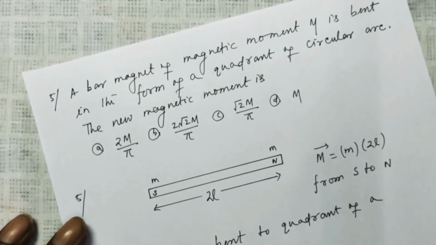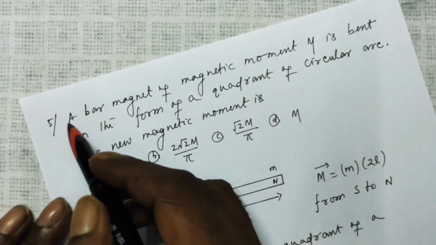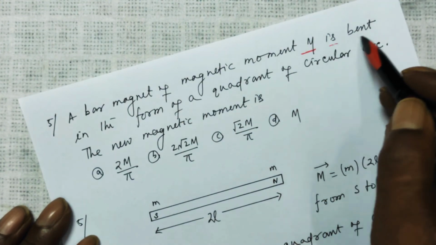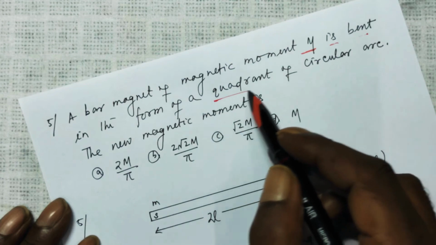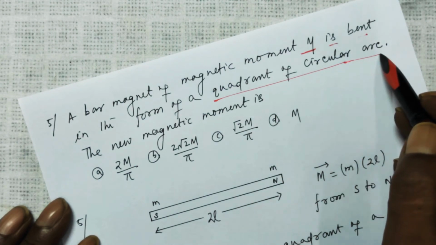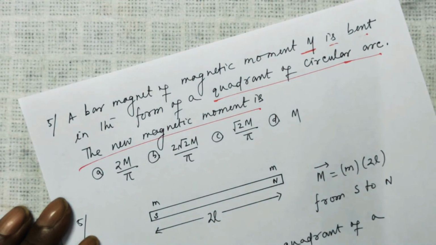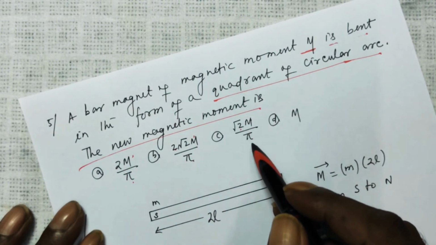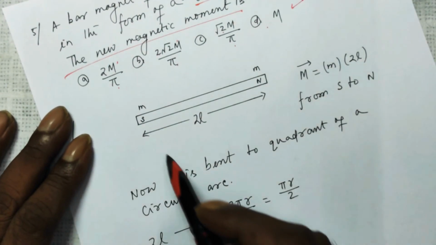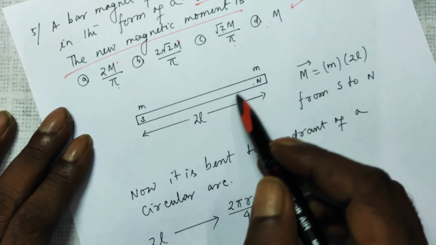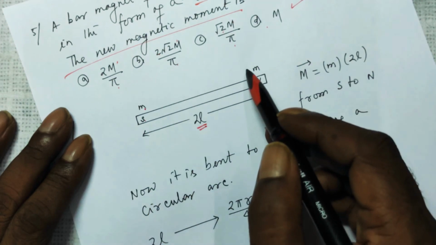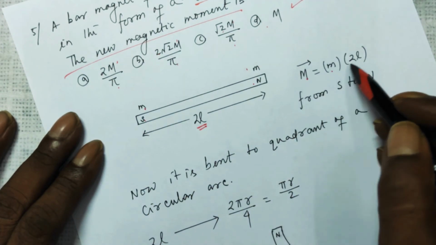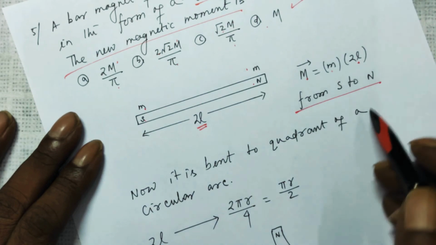Now the fifth one, slightly important. Now look, a bar magnet of magnetic moment M is bent in the form of a quadrant of a circular arc. The new magnetic moment is how much? Is it 2M by pi, 2 root 2 M by pi, root 2 M by pi, or M? The initial bar magnet was like this: south pole, north pole, length is 2l, pole strength m. So the magnetic moment is pole strength times the length, and it is directed from south to north.